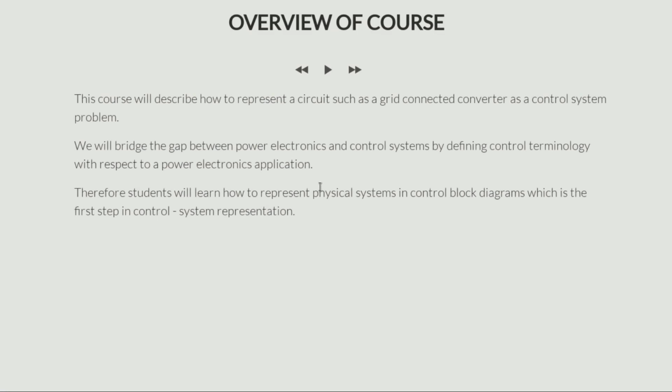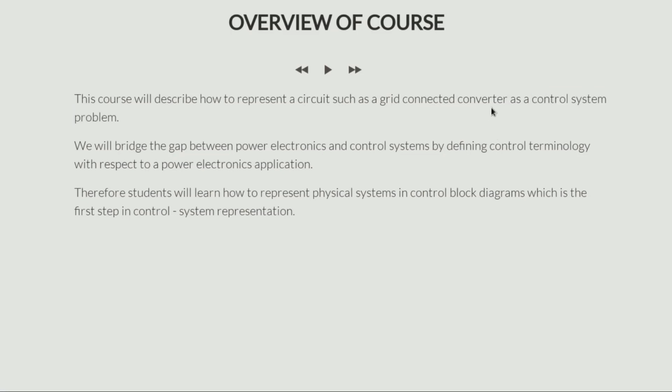So to begin with, this course will start from a circuit such as that of a grid connected converter and will describe how to take such a circuit and represent it as a control system problem. How do we take a simple circuit that we all know as power electronics engineers? If I were to take a grid connected converter, how would I draw this circuit? How would I write the equations? And how would I interpret it as a control system problem?